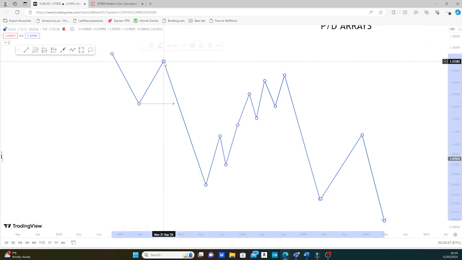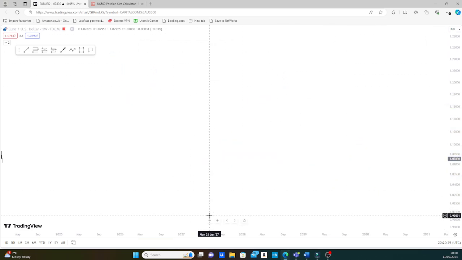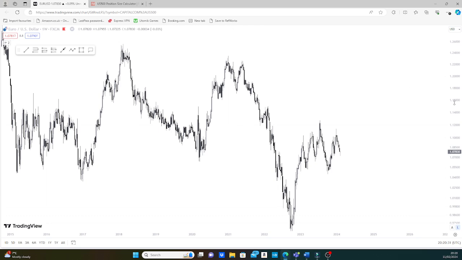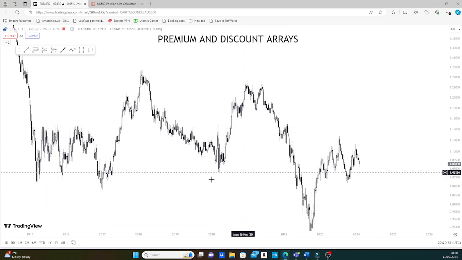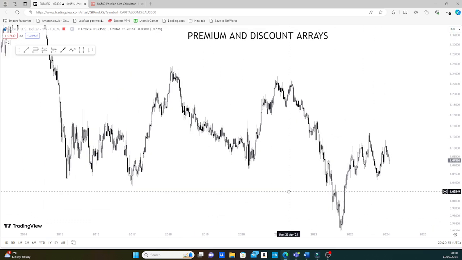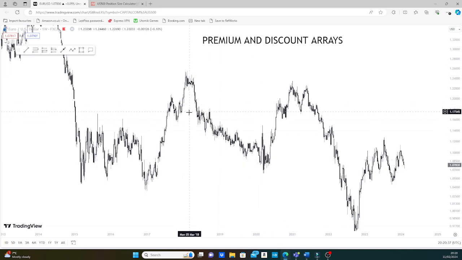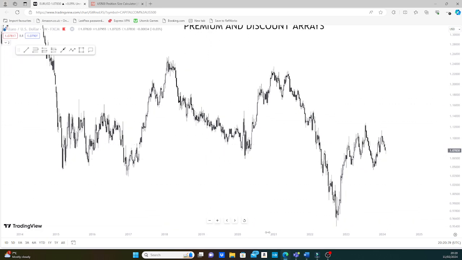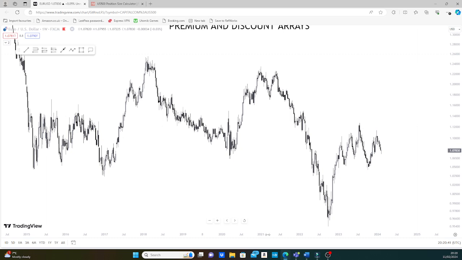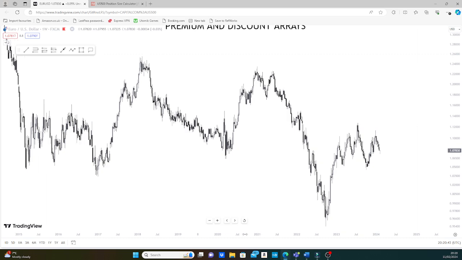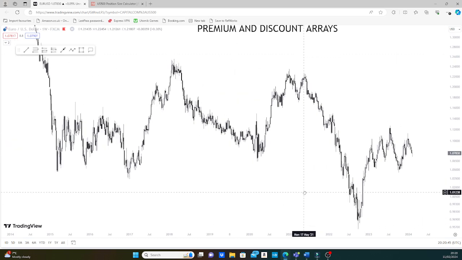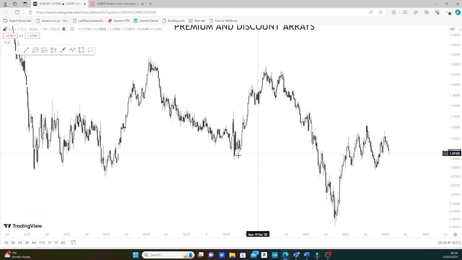So if we just delete all of this and we go to the charts over here, here is a weekly time frame of the euro dollar, and we're going to be going over most recent price action, right? On the week, I say recent, we're going back to 2018, but this is the weekly time frame, okay? How can we use the premium and discount tools to build a narrative in price? How do we do that? Now, this is very important to understand.